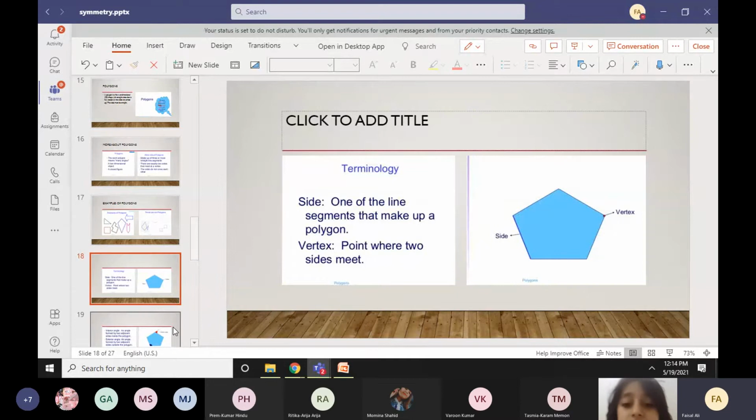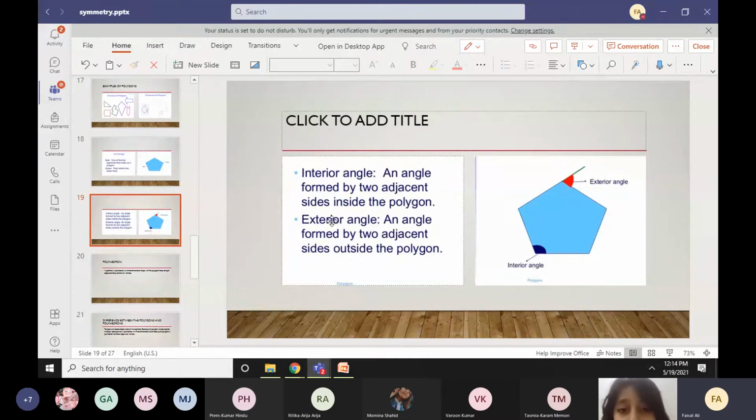Now there is a concept of interior angle and exterior angle. As you already learned in class 3, what is an angle? So there are interior angles and exterior angles. See, this is a polygon. The angle which is inside is called an interior angle.